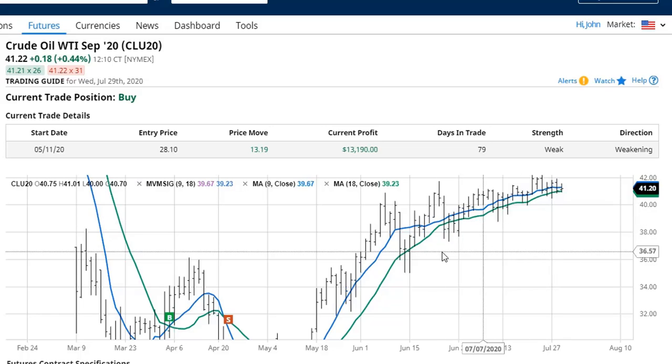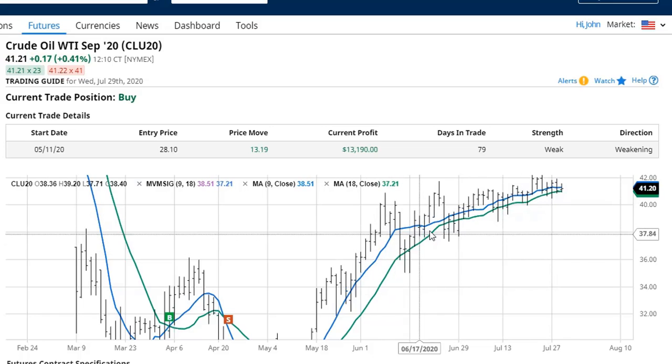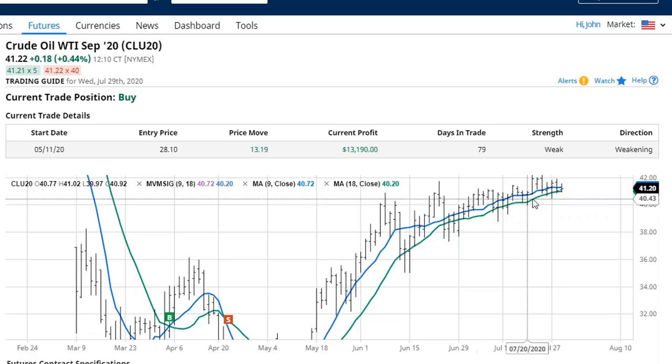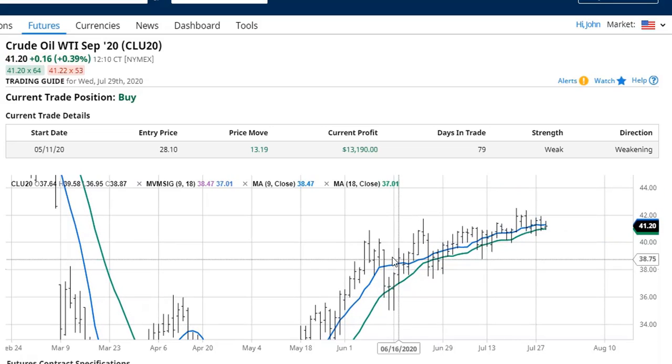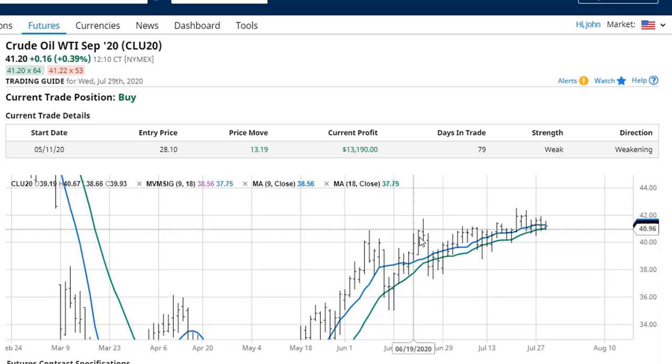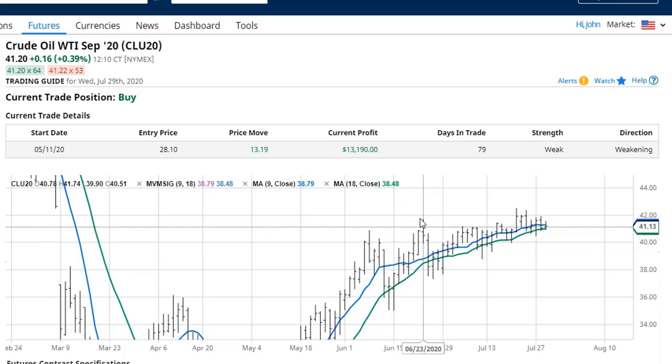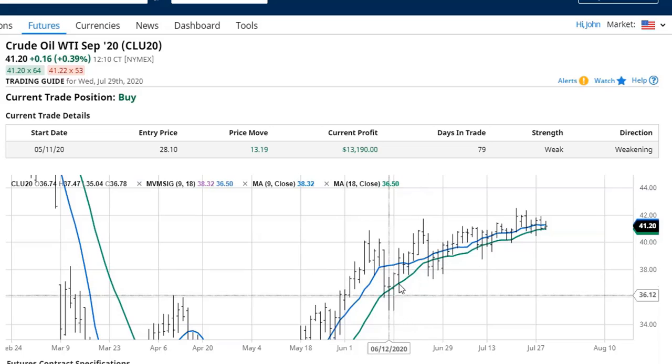But still, we are still seeing that our moving averages are paralleling each other, and we're still in this trade. And you can see that there were many times that I might have been scared out or shaken out of this trade when price broke through some of my moving averages.